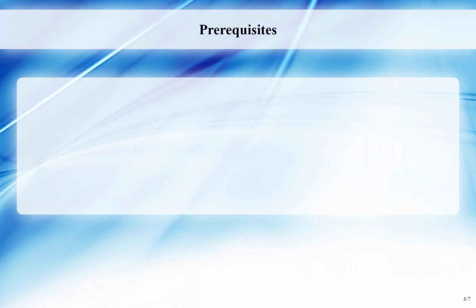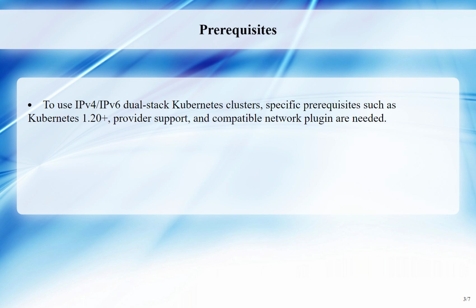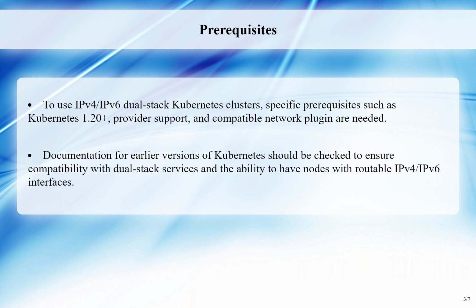Prerequisites. In order to utilize IPv4 IPv6 dual-stack Kubernetes clusters, certain prerequisites are required. These include having Kubernetes version 1.20 or later, provider support for dual-stack networking, and a network plugin that supports dual-stack networking. It is important to check the documentation for earlier versions of Kubernetes if using dual-stack services with those versions. The provider must be able to provide Kubernetes nodes with routable IPv4, IPv6 network interfaces.